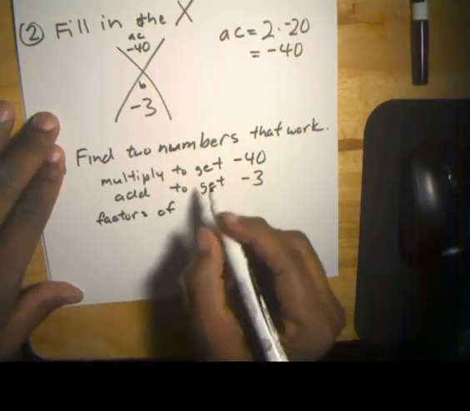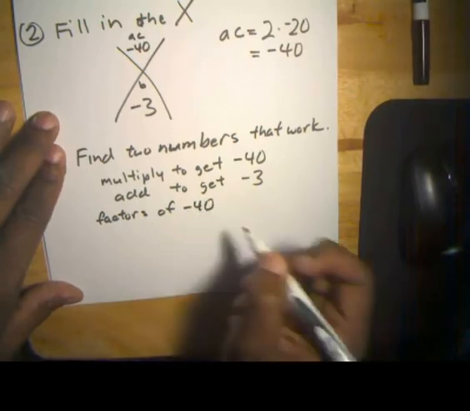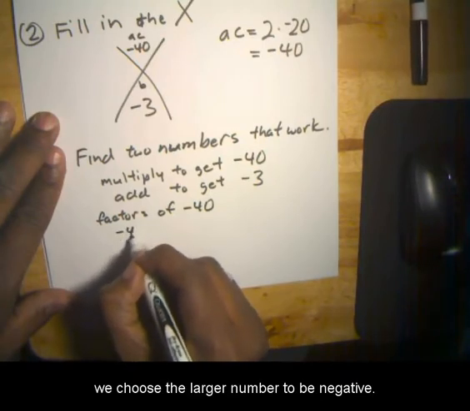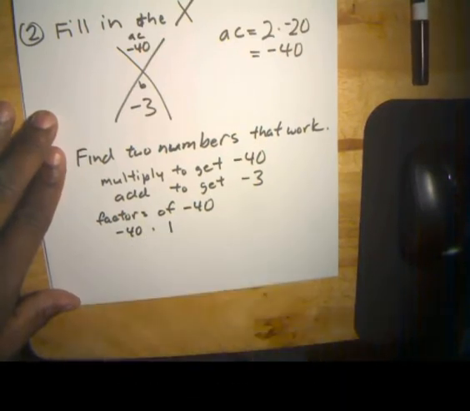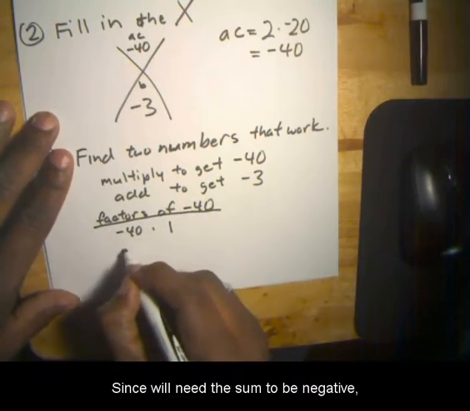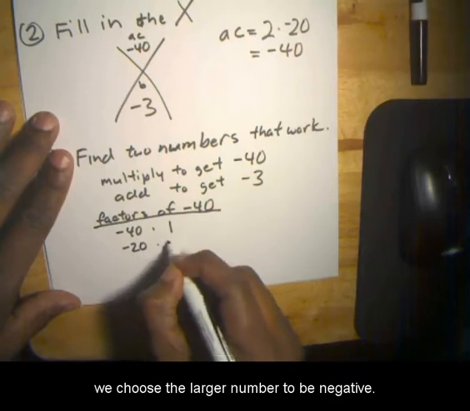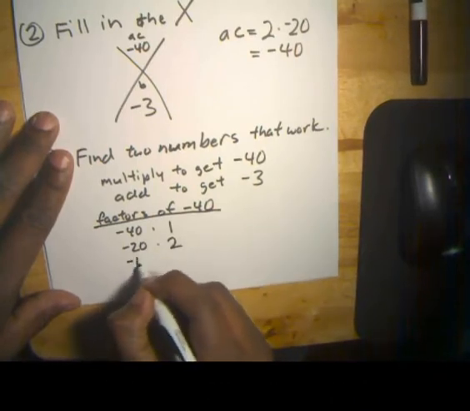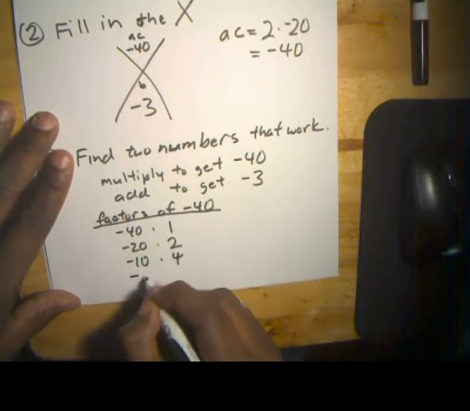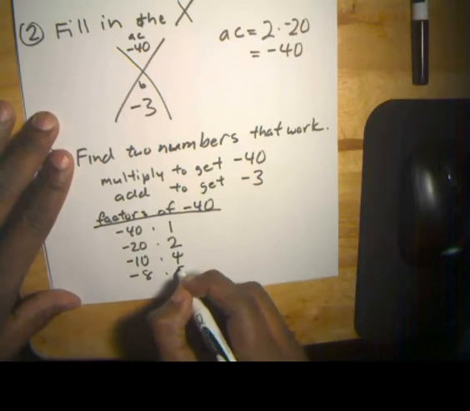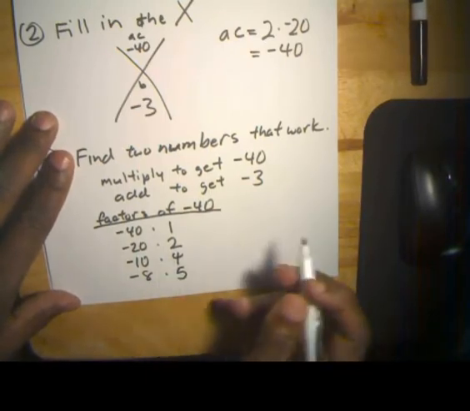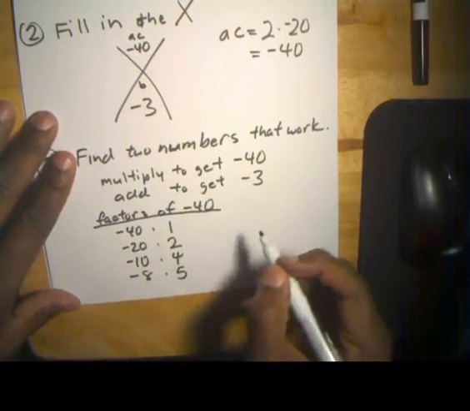So let's find the factors of negative 40. Let's list them. Well, I'm going to use a negative 40 times 1. And then we can also do a negative 20 times 2. We can also do a negative 10 times 4. And we can do a negative 8 times 5. We can do all those. And we could keep on going, but we'll just start there.